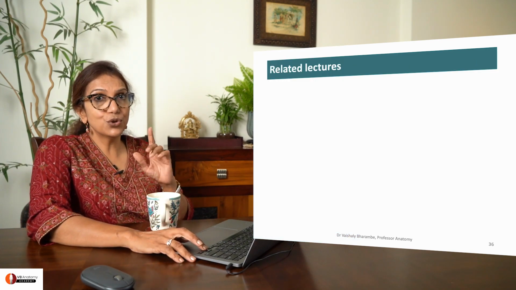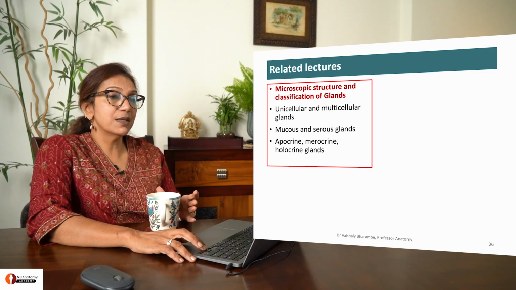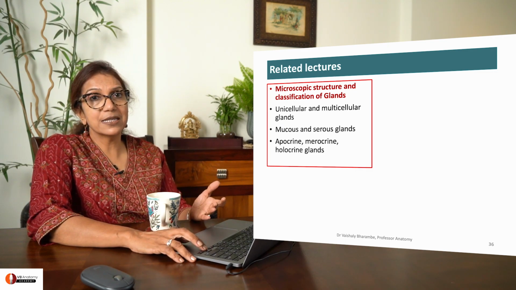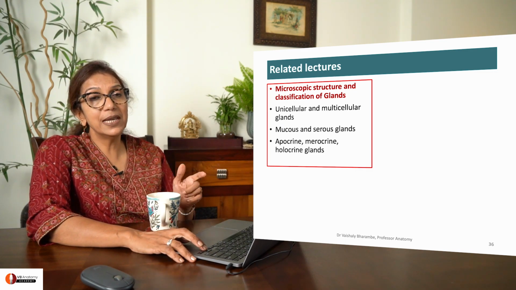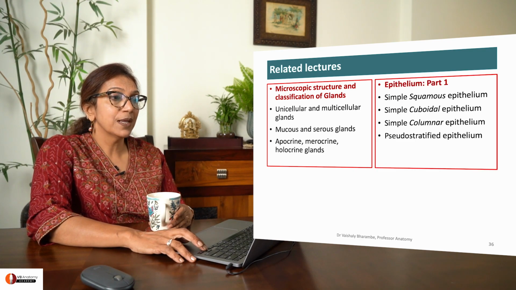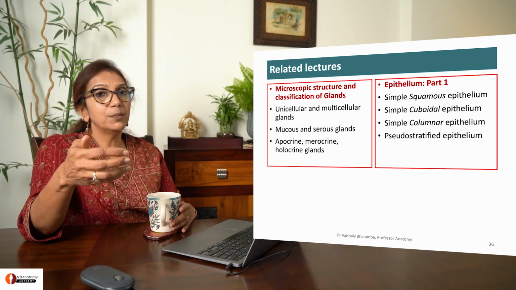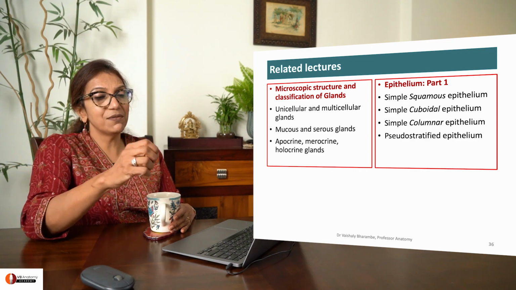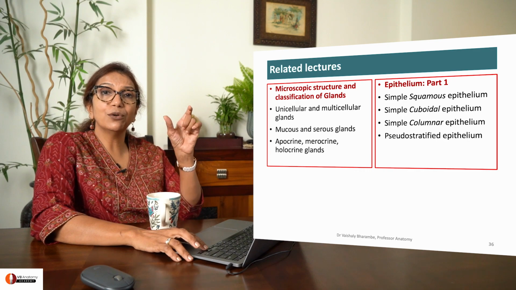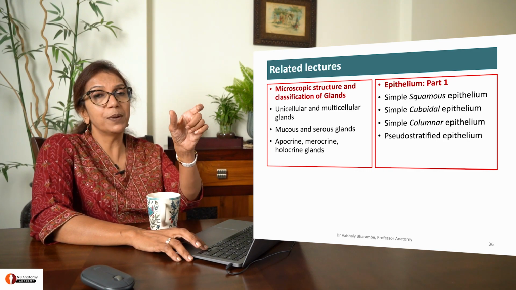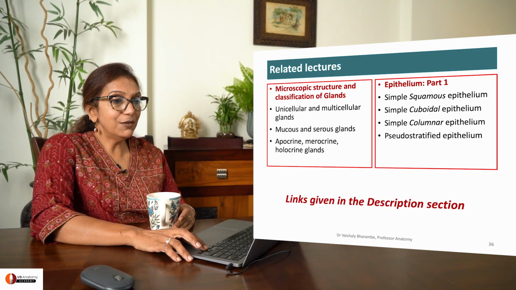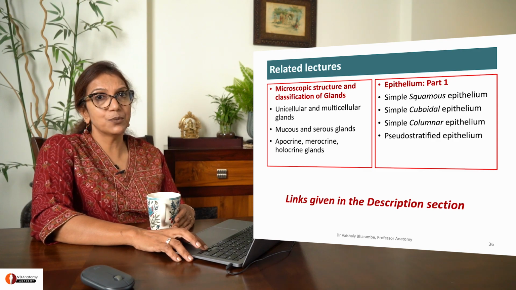Related lectures that you should be watching. One is a lecture on glands. Glands is the epithelium 3 lecture. You must watch it. Epithelium part 1, where we talk about simple squamous, columnar, cuboidal, and pseudostratified epithelium, is also a part of the lecture group under the topic of epithelium.